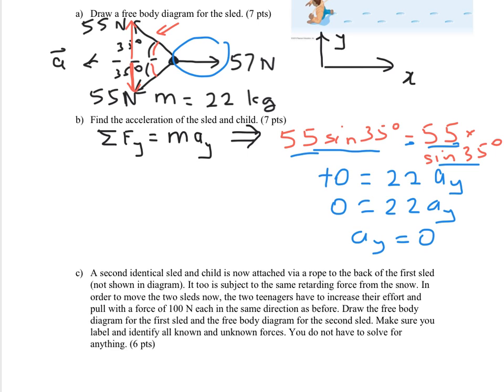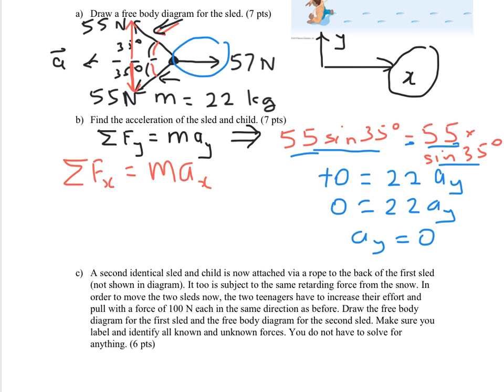Okay, so let's look at the x component. The x component says sum F sub x is equal to m a sub x. Now, if you look at the two forces, this one and the other one, both their x components are negative, if I call this my positive direction, right?